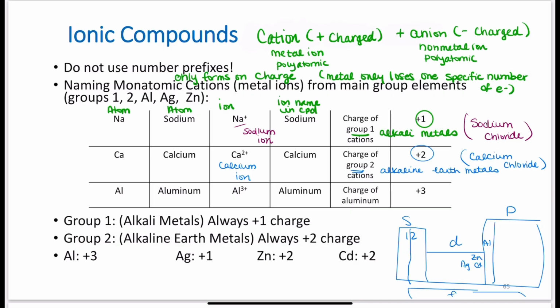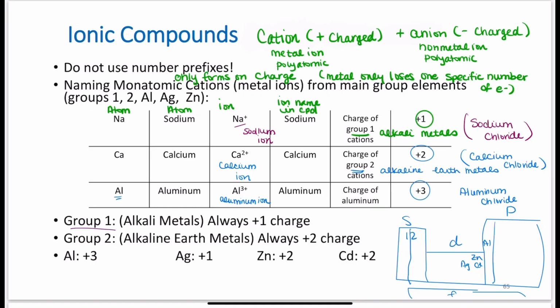Again, Al is aluminum's atomic symbol, and we just call it aluminum. But if I have the aluminum ion in a name, I still just call it aluminum, like aluminum chloride. If I have the ion by itself, I'm calling it the aluminum ion. Al3+ is the aluminum ion, but in a compound, it's just called aluminum. Aluminum, no exceptions, has a +3 charge.